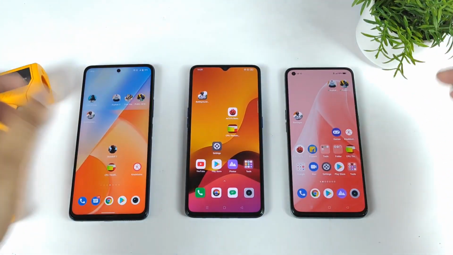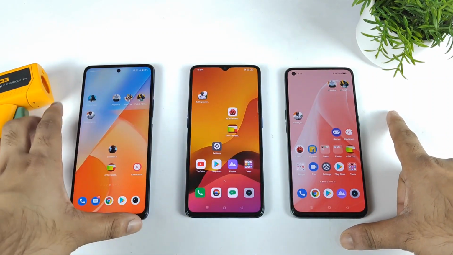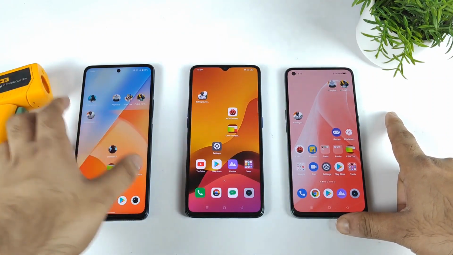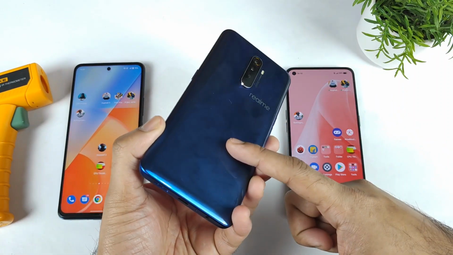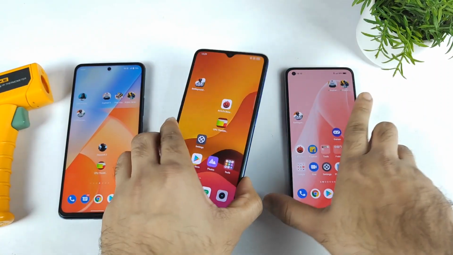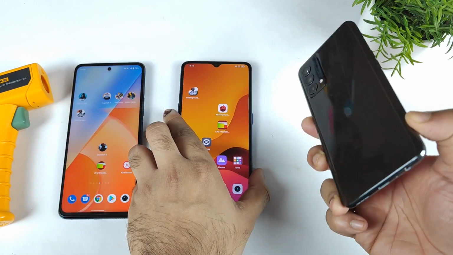In this one, I'm going to do the CPU throttling test comparison between all of these three smartphones which I've got right now. Starting with the first phone, which is the iQOO Z5, the second is the Realme X2 Pro with a Snapdragon 855 Plus chipset, and the third is the Realme GT Master Edition.